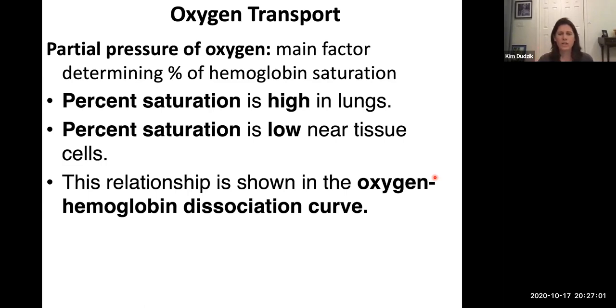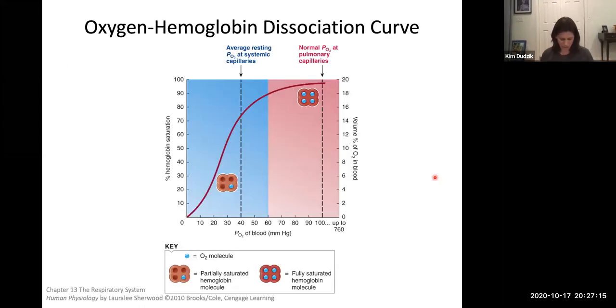So this relationship is what's known as the oxyhemoglobin dissociation curve. So warning, you have some graphs you're going to look at that you're going to need to be able to interpret. Okay, and here we go. So here's a nice graph. This is called the oxyhemoglobin dissociation curve. Okay, so let's break this down. We've got our y-axis and our x-axis.